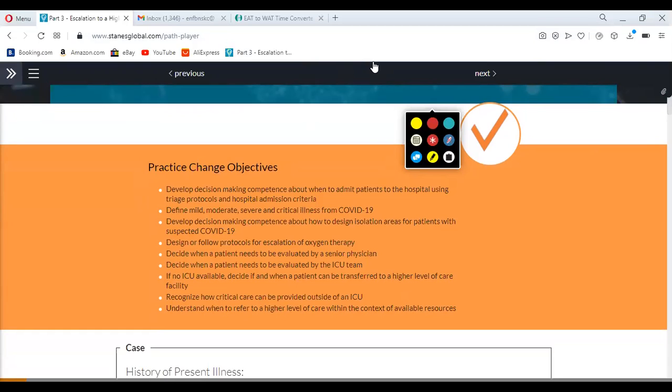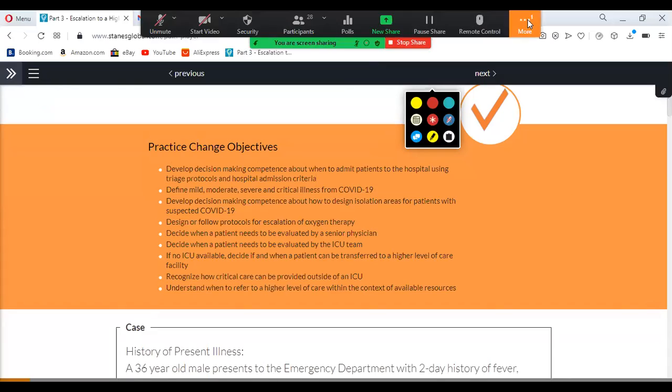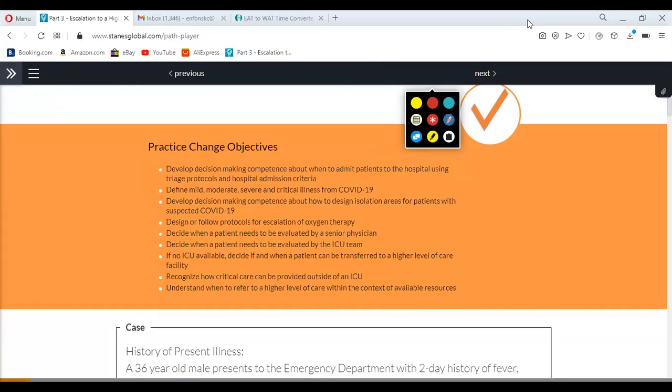Then we would like to develop decision-making competence about how to design isolation areas for patients with suspected COVID-19. And we should be able to design protocols for escalation of oxygen therapy. And we should be able to decide when a patient needs to be evaluated by a senior physician or a senior healthcare provider.